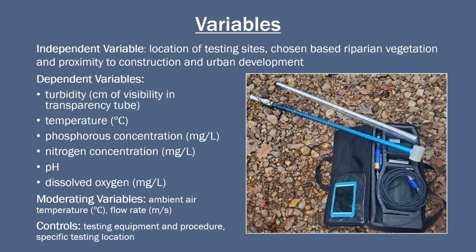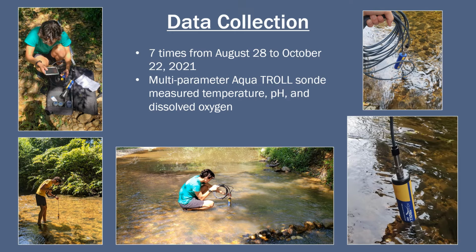And my monitoring variables were ambient air temperature and flow rate, and my controls were the testing equipment I used, the procedure I followed, and the specific part of the stream that I tested at. I collected data 7 times from August 28th to October 22nd, 2021, and one of the most helpful resources I used was a multi-parameter aquatrol sonde, which was a probe that I would lower into the water and it would send data on temperature, pH, and dissolved oxygen to an iPad.